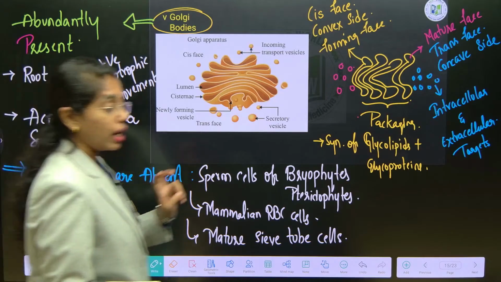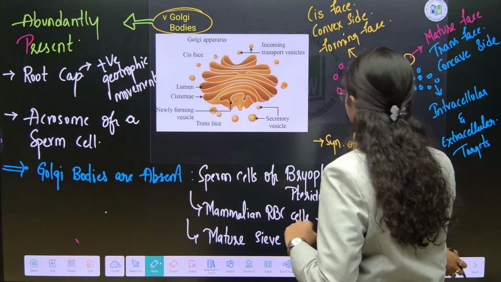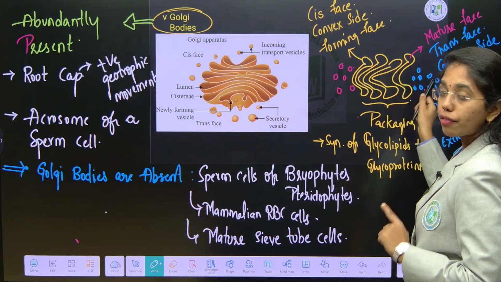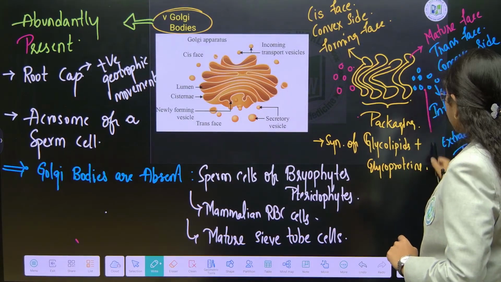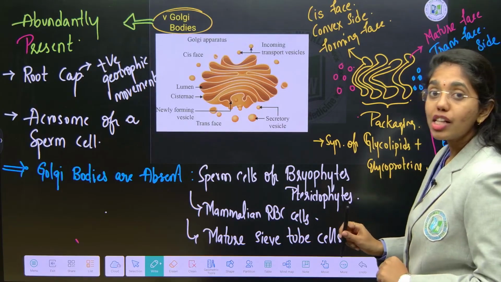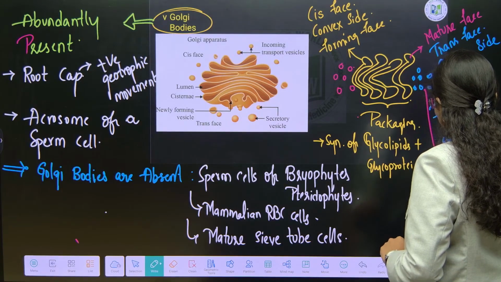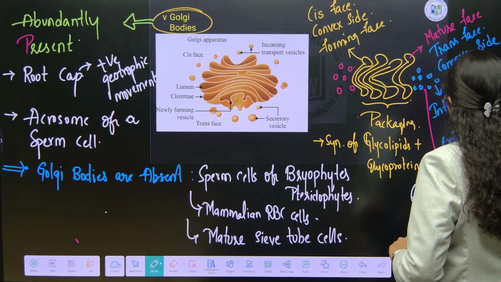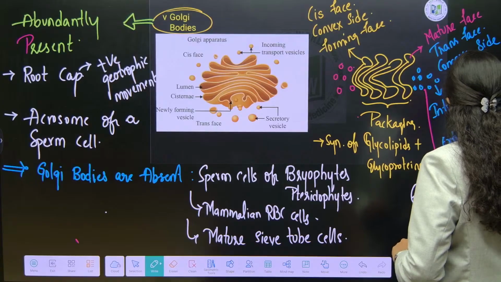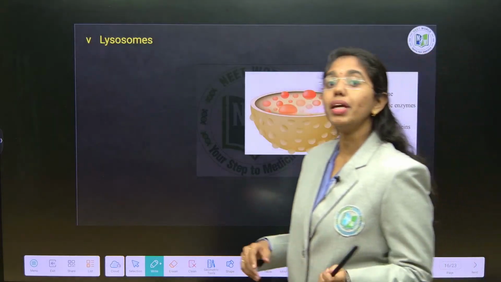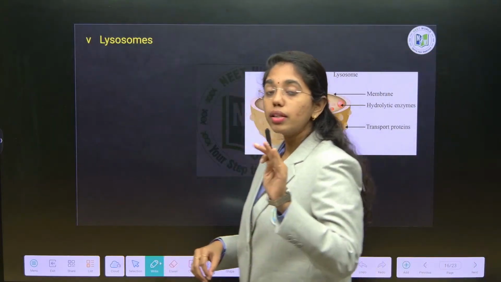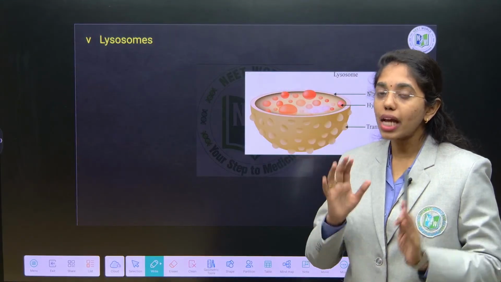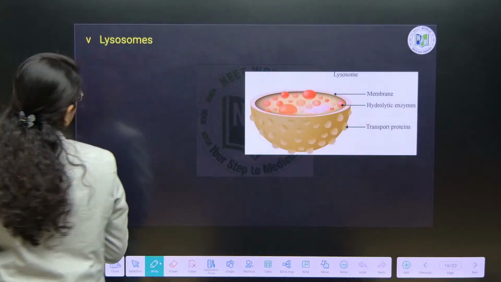Here we go with the next organelle, that is lysosomes. The vesicles which are synthesized from the mature face of Golgi bodies are also addressed as Golgian vesicles. These Golgian vesicles, which are rich in hydrolytic enzymes, are first addressed as primary lysosomes.